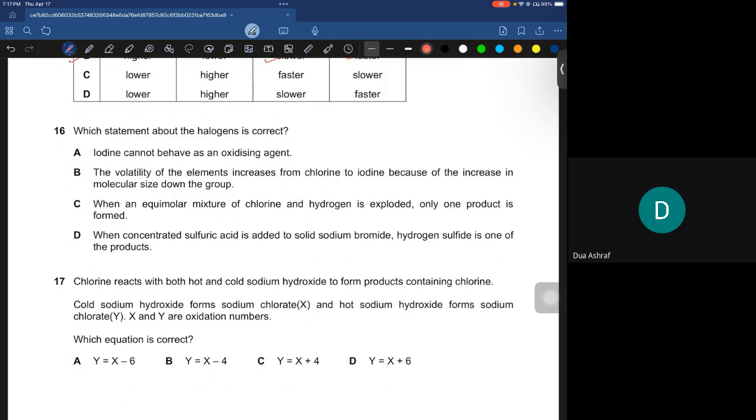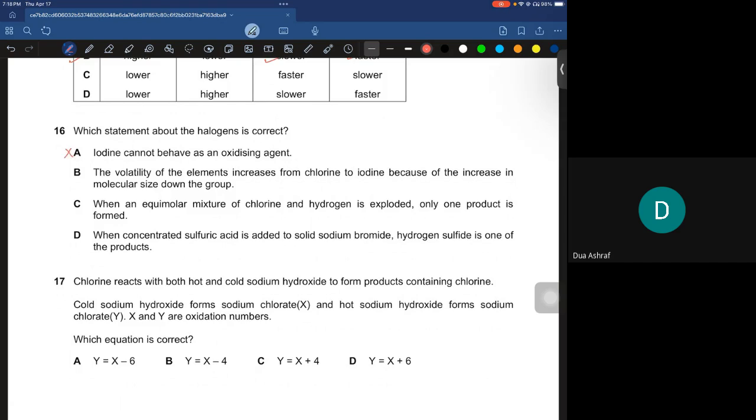Which statement about the halogens is correct? Okay. So iodine cannot behave as an oxidizing agent. You know, an oxidizing agent is the one which reduces itself. Iodine is a non-metal. It generally loses electrons. When something loses electrons, it would be oxidized. It's a reducing agent. It's not an oxidizing agent.